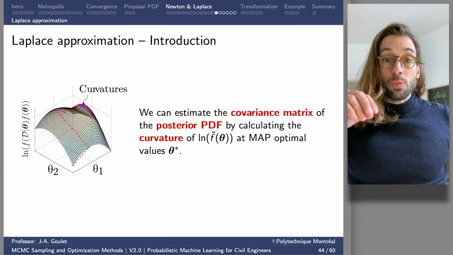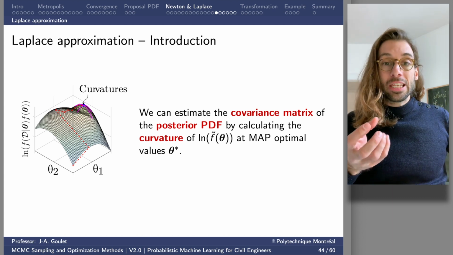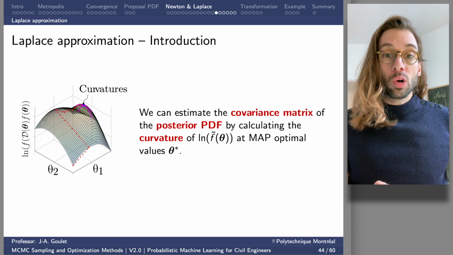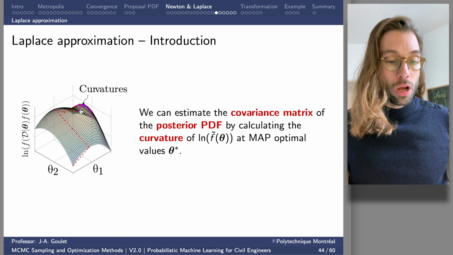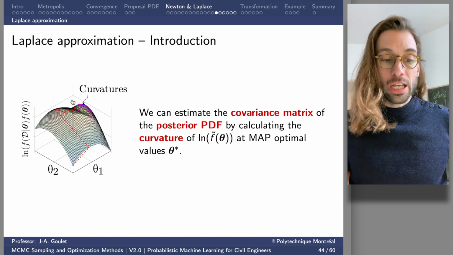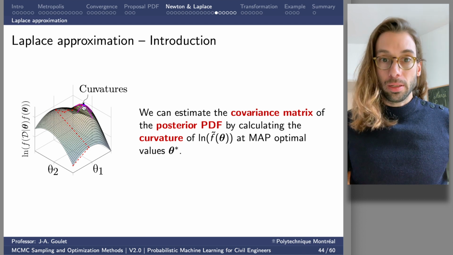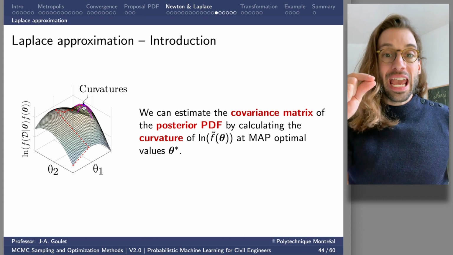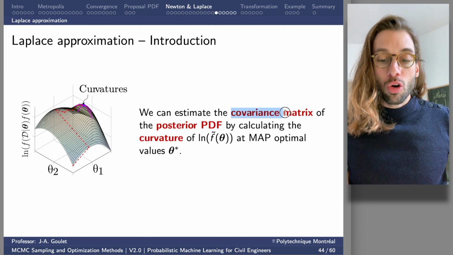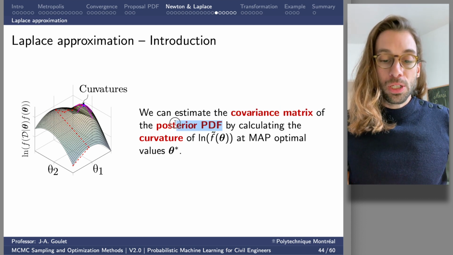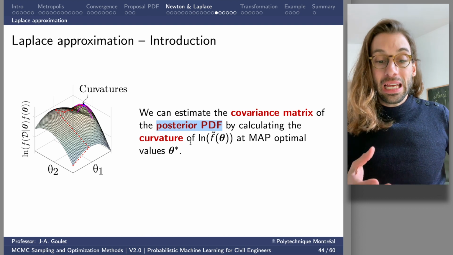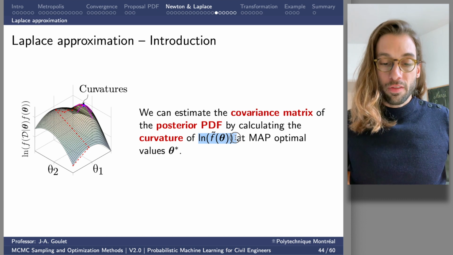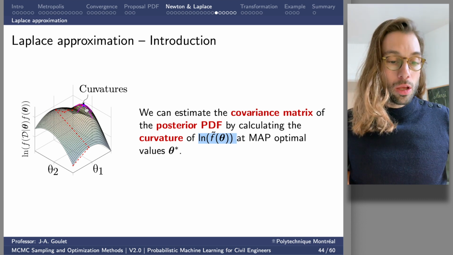So once I have reached my summit, this is where I want to do my Laplace approximation, okay? I want to quantify the curvature of my unnormalized posterior at the summit, okay? Why? Because I want to use the information about this curvature in order to estimate my covariance matrix for my posterior PDF by taking the curvature of my log target function at the summit here.